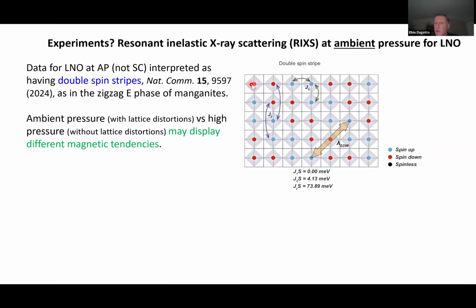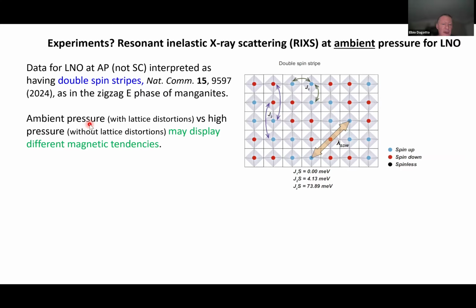So given that circumstance, it is more natural to think of the red here as going in a zigzag pattern, and that is called the E phase in the area of manganese, as per the convention established by John Goodenough a long time ago. Also let me remind you that ambient pressure has a lattice distortion. High pressure doesn't. So they may display different magnetic tendencies.